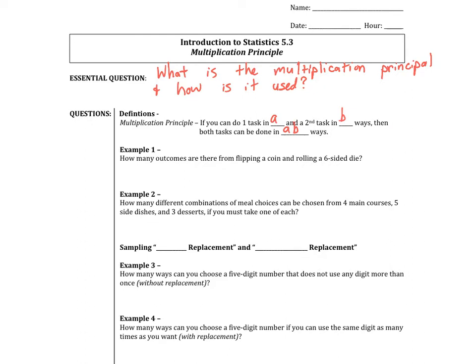So we're trying to find out how many possible ways we can do something when there's two things we're doing and there's multiple ways to do each thing. Okay, so it's called the multiplication principle because we are multiplying things together. So you look at example 1. It says, how many outcomes are there from flipping a coin and rolling a 6-sided dice?